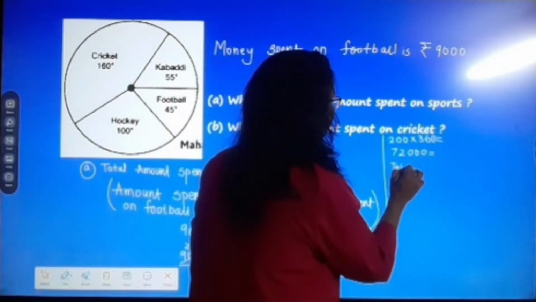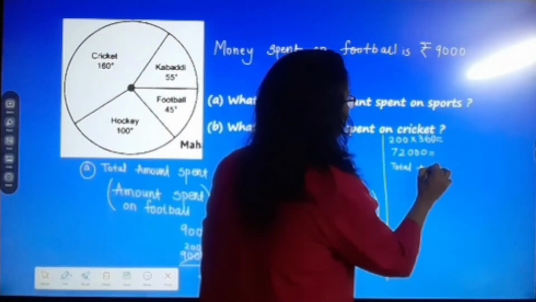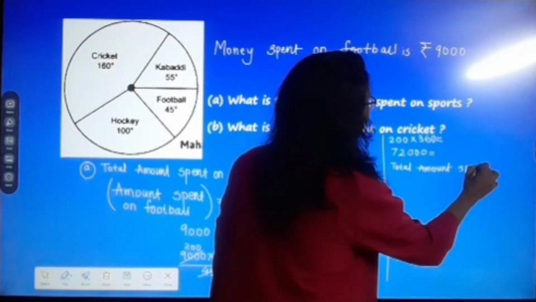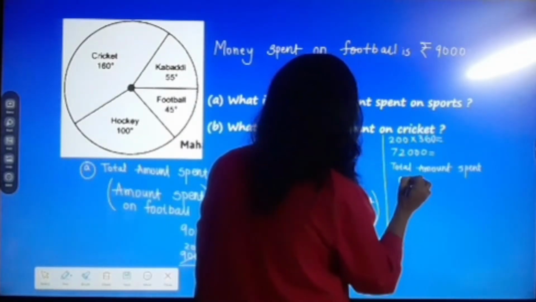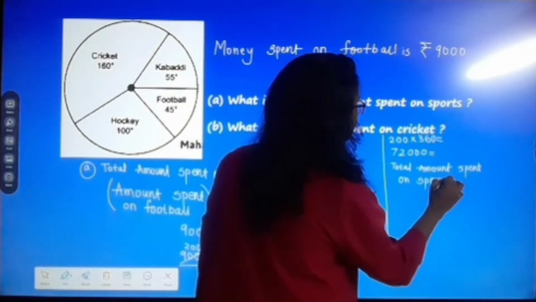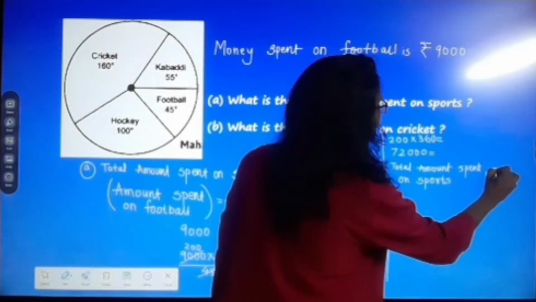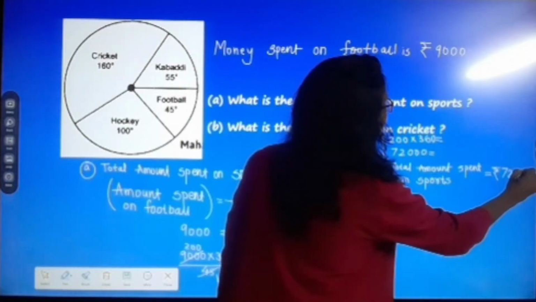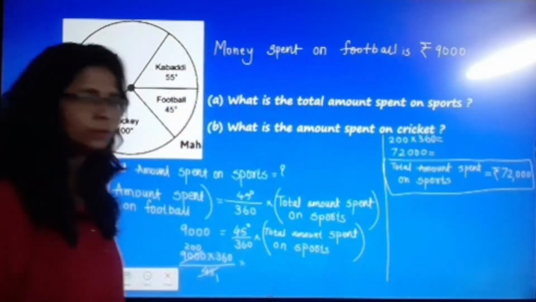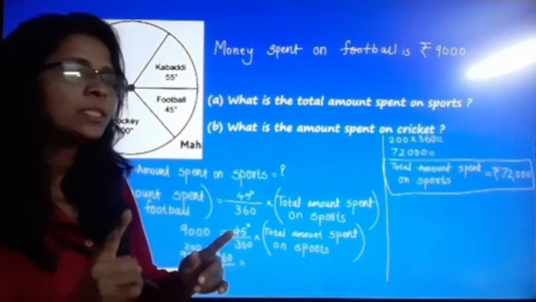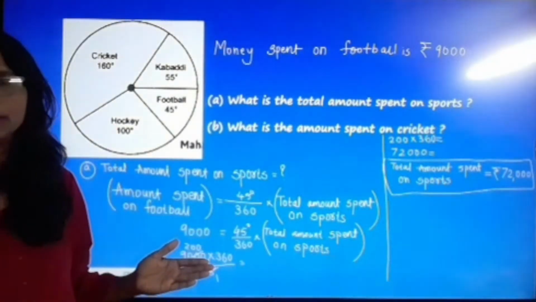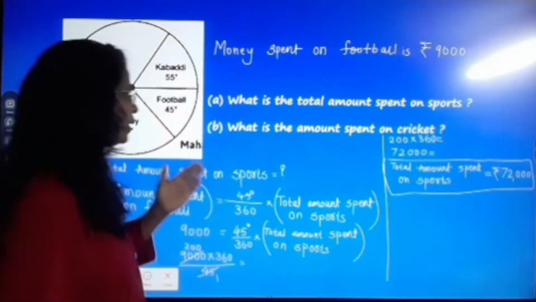Total amount spent on sports is equal to rupees 72,000. Okay students, now the next one, what is the amount spent on cricket? Yes, what is the amount spent on cricket?